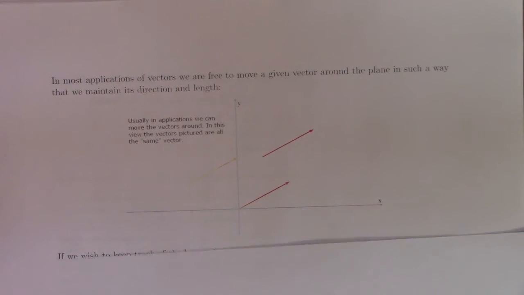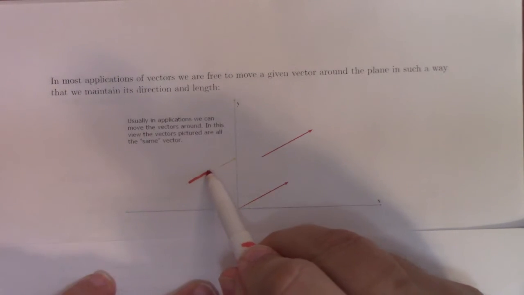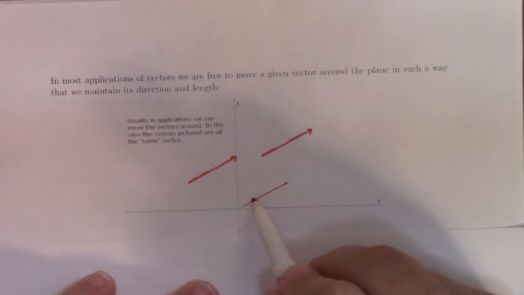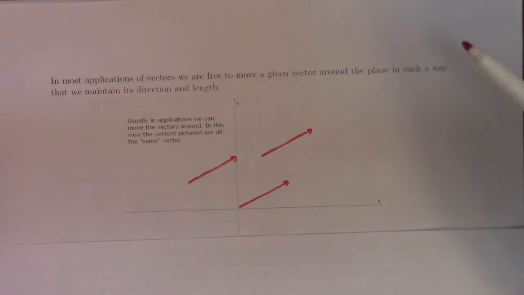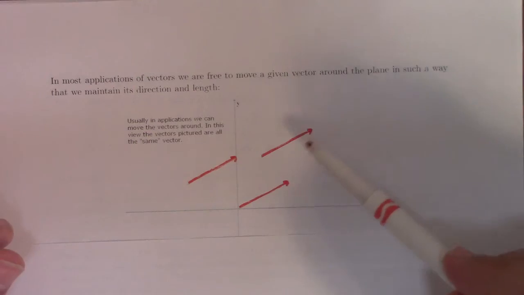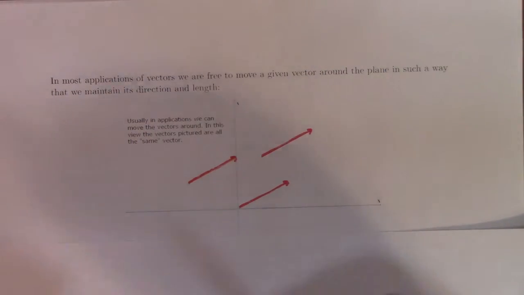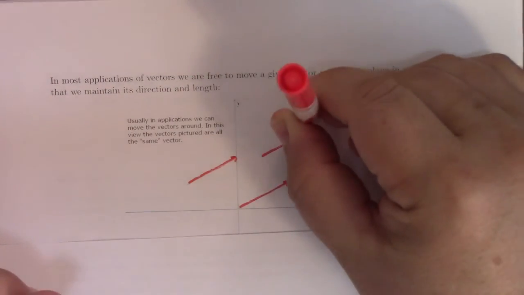Another thing that's important to mention, and the printer has again let me down, is that if you have a vector, we allow ourselves oftentimes the freedom to move that vector around as long as we maintain its direction and its length. All right, and so we can also do that in 3 dimensions, although it's harder for me to illustrate.